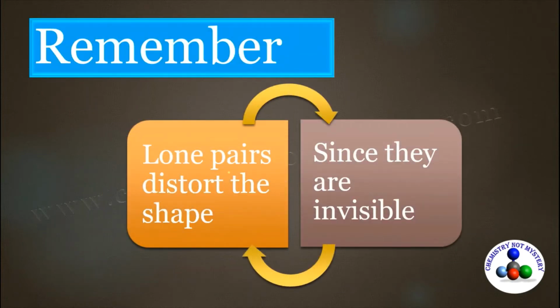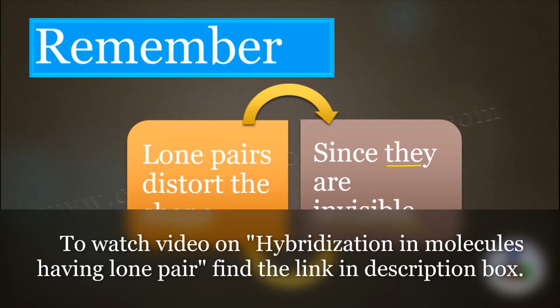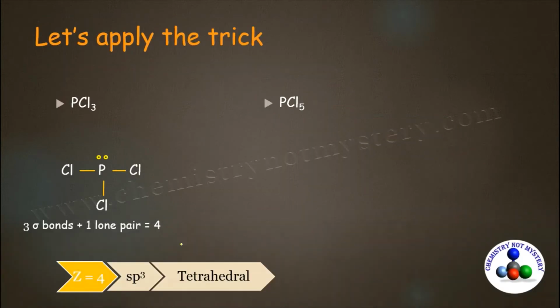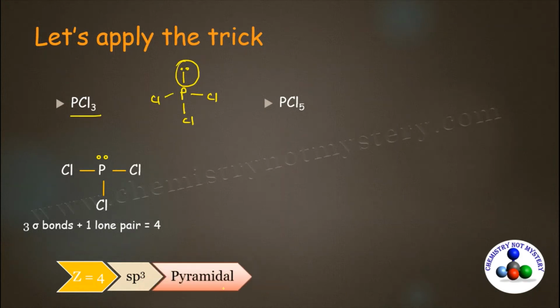But you have to remember one thing. If a lone pair is there, the lone pair distorts the shape of the molecule since it is invisible in the geometry, as I have discussed in my previous video on hybridization. Now draw the structure of the tetrahedral molecule. So phosphorus is present at the center, and these are 3 Cl atoms, and 1 lone pair occupies one corner of the tetrahedron. But as this lone pair is not visible in the geometry, this molecule looks pyramidal. So the actual structure of the PCl3 molecule will be pyramidal, not tetrahedral.